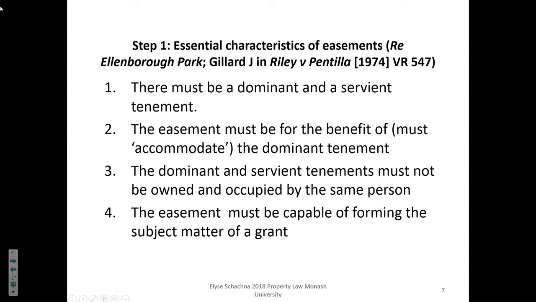They were owned by different people. So characteristics 1 and 3 were not an issue. At first instance, the easement was found. The court found that the easement accommodated the DT. The easement benefited the amenity and the value of the DT. In terms of the rights capable of forming the subject matter of the grant, the court held that this was not a mere right of recreation. They defined full enjoyment as the right to walk around the park, to sit down, and to picnic.